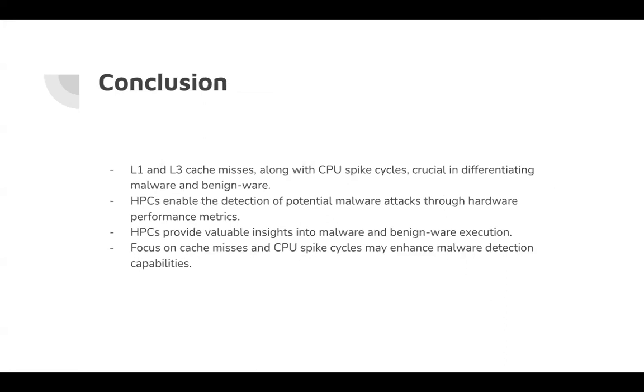Finally, in conclusion, our level 1 and level 3 cache misses, along with CPU spike cycles, were very crucial in differentiating malware and benignware software. The HPCs enabled the detection of potential malware attacks through hardware performance metrics. The HPCs also provided valuable insights into malware and benignware execution. So when we focus on cache misses and CPU spikes, we can enhance malware detection capabilities.